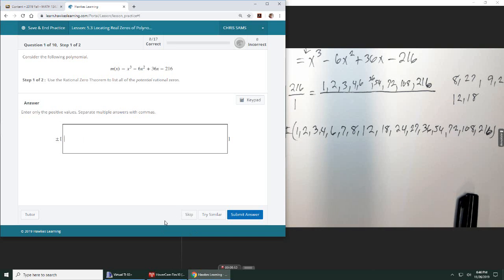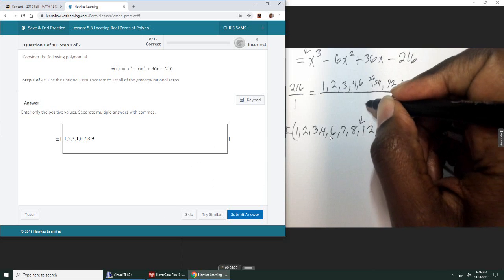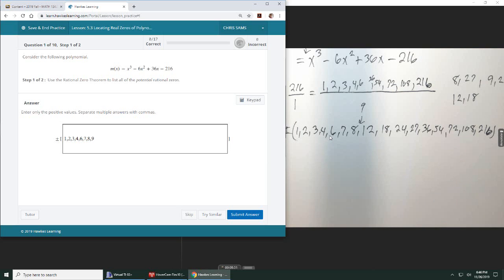So I'm going to list all those here. 1, 2, 3, 4, 6, 7, 8. I missed 9. I have to be careful. 9 and 24. So I missed 9. Let me go back and add that. I missed the number 9 here. You have a 9 right here. I missed 9. Listing them. And then 12. And then 18.